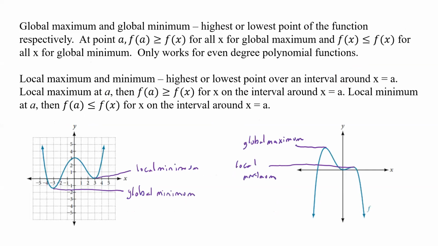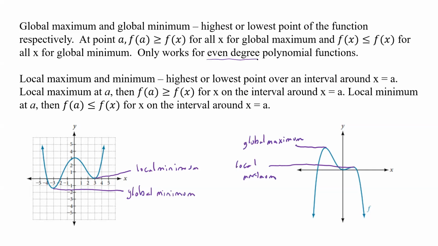All right, so the next thing is going to help us eventually when we do application problems, and that's looking at the global maximum and global minimum. These are going to be the highest or lowest points of the function respectively. And this is only going to work for even degree. That's kind of the key for the global min and max.